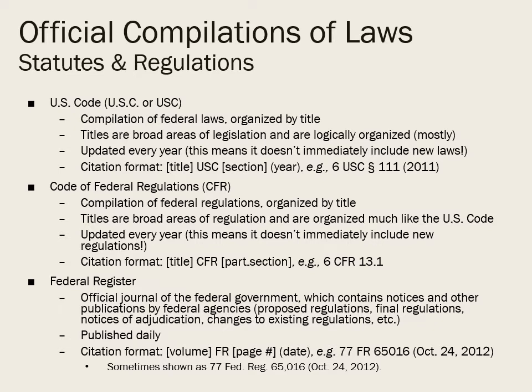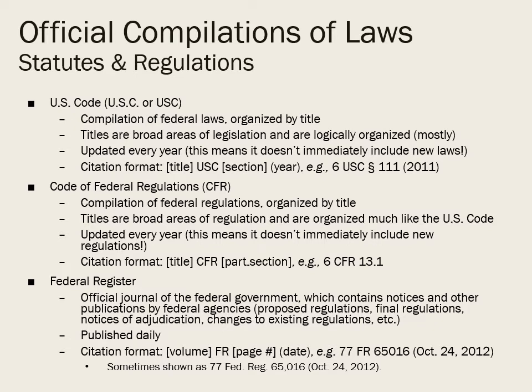So for both the US Code and the CFR, the citation format is going to be the title number, the name of the compilation, so either USC or CFR, and a section number. CFR citations might refer to just a part of a title. So for instance, 6 CFR Part 13, or they might drill down to the section, 6 CFR Section 13.1. You have to use the section sign for the US Code citations, but not for CFR citations, although you certainly can.